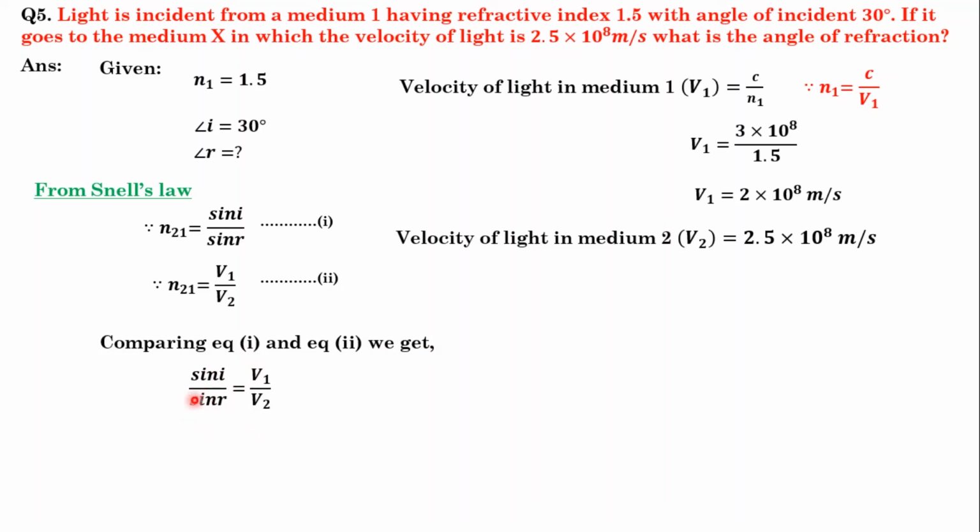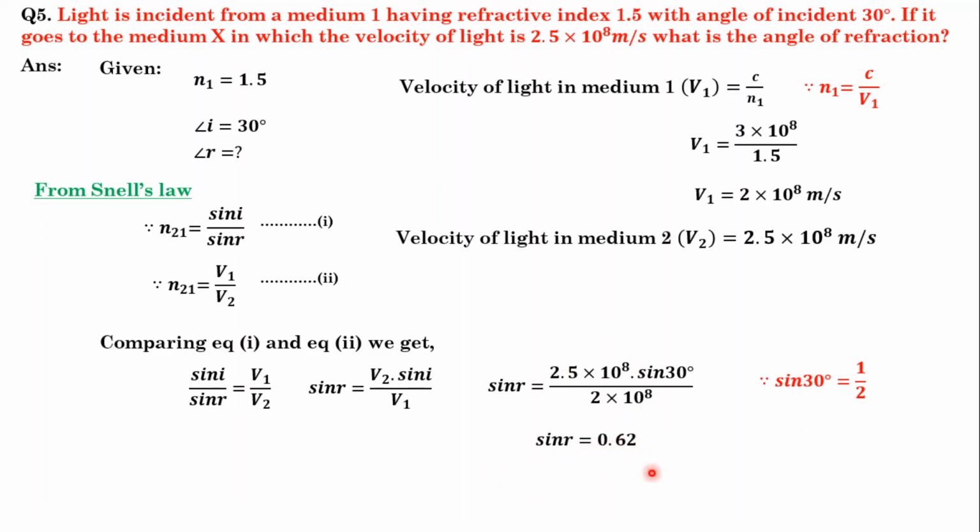From here we can calculate the value of sin r, which is v2 into sin i divided by v1. So sin r is equal to v2, which is 2.5 into 10 to the power 8 meter per second, multiplied by sin i, which is sin 30 degree, divided by v1, which is 2 into 10 to the power 8 meter per second. We know that sin 30 is 1 by 2. Calculating this, we get the value of sin r is equal to 0.62. So this is the answer for you.